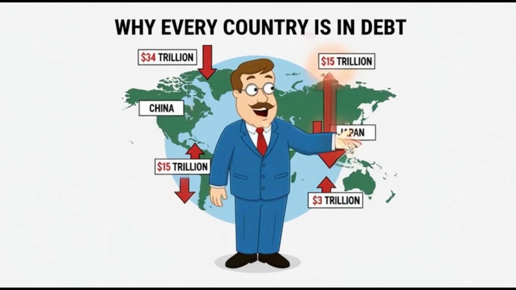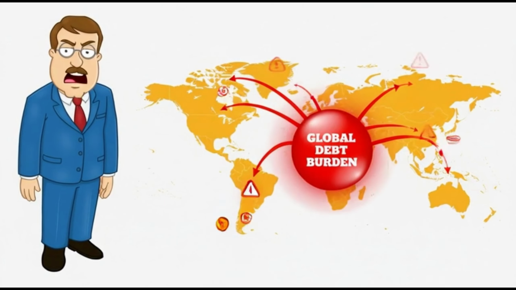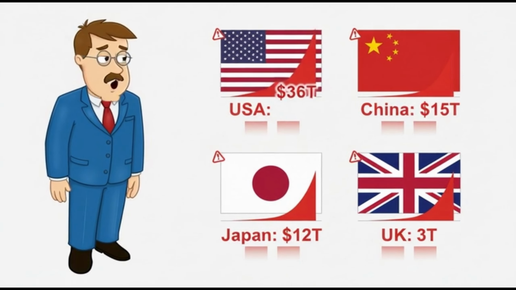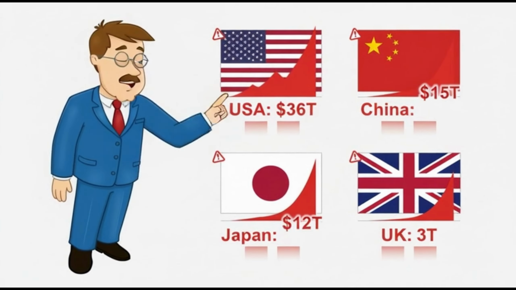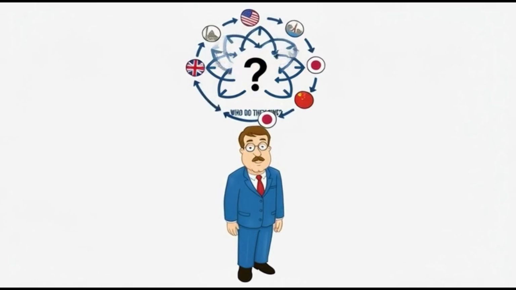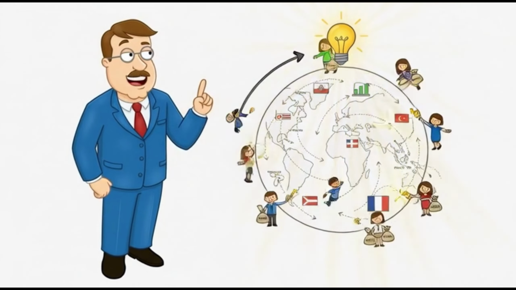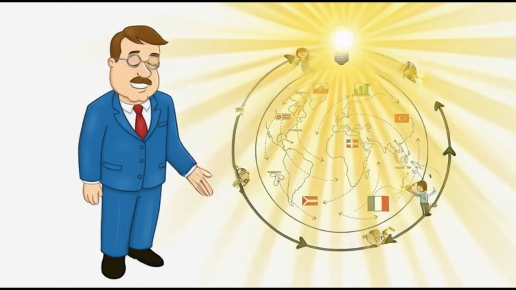Why every country is in debt. Each significant nation globally carries debt. The United States, China, Japan, the United Kingdom, trillions upon trillions in obligations. Yet if all nations carry debt, to whom are they making payments? The solution is one another plus their own populations.